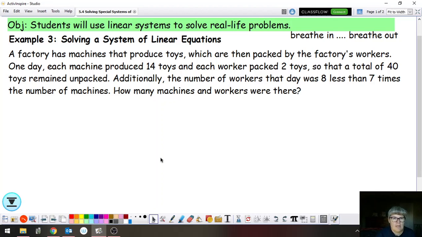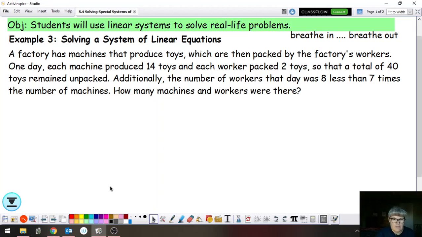A factory has machines that produce toys, which are then packed by the factory's workers. One day, each machine produced 14 toys, and each worker packed 2 toys, so that a total of 40 toys remained unpacked. Additionally, the number of workers that day was 8 less than 7 times the number of machines. How many machines and workers were there?